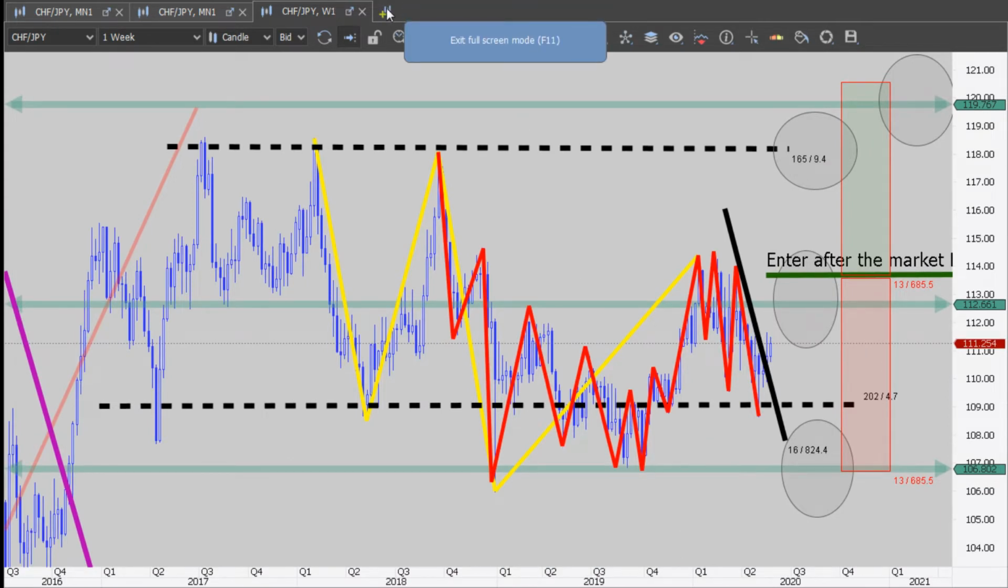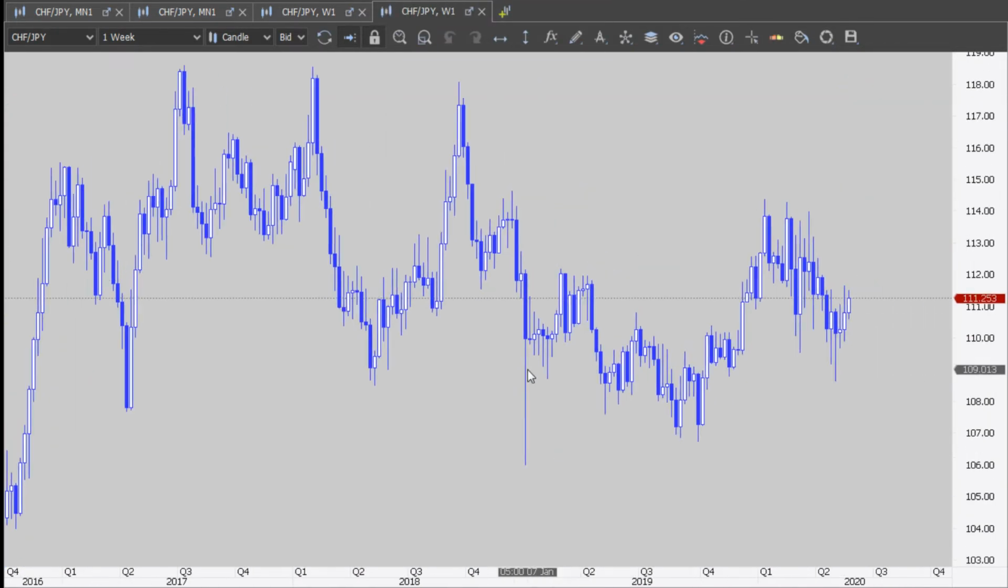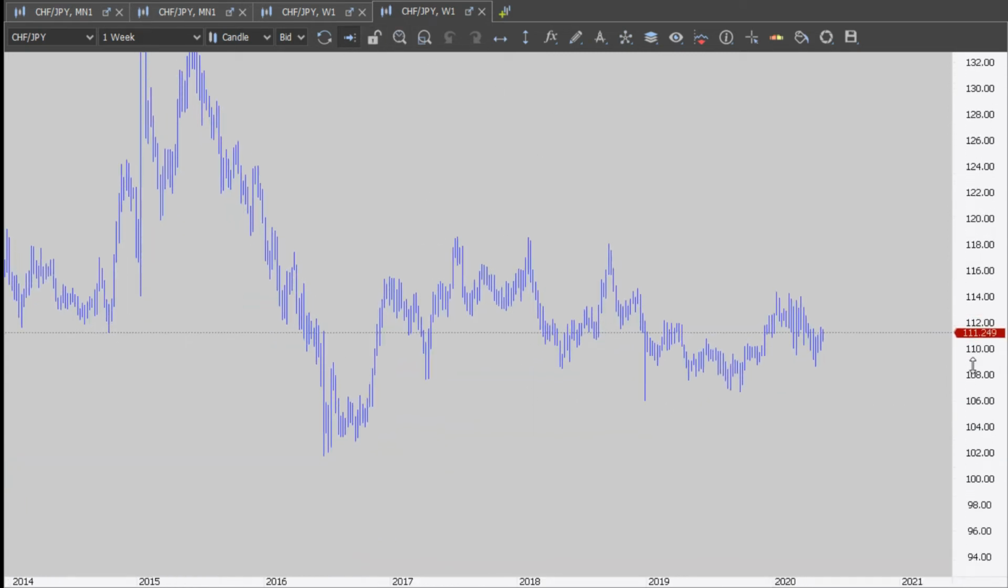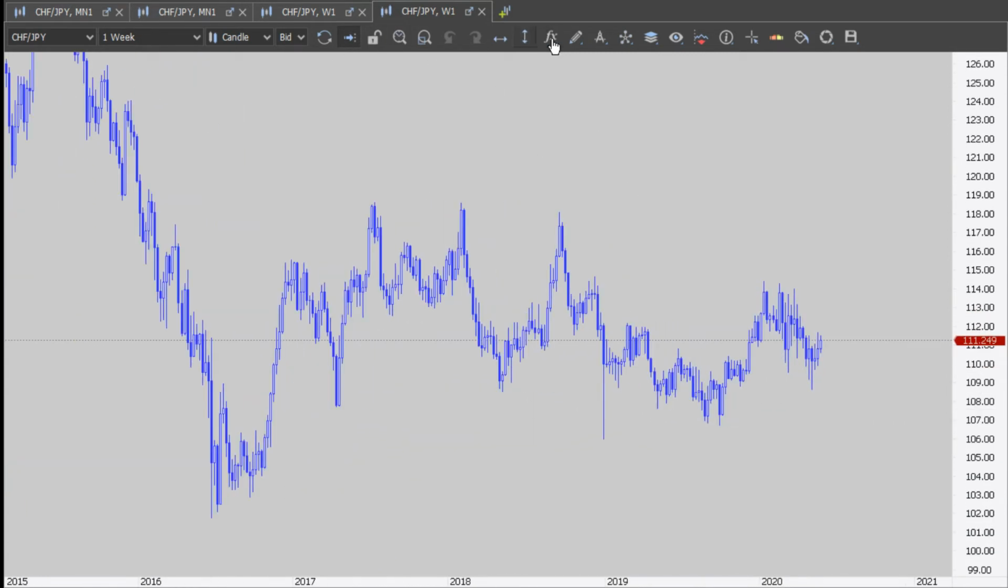Okay, let's open another one. Weekly chart. Something like this. Sideways channel here.